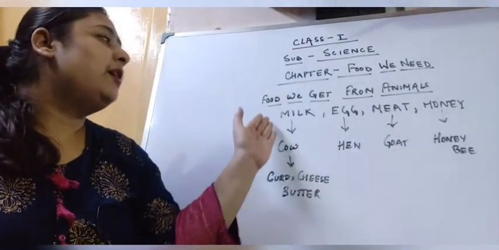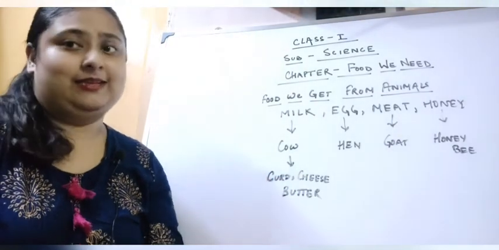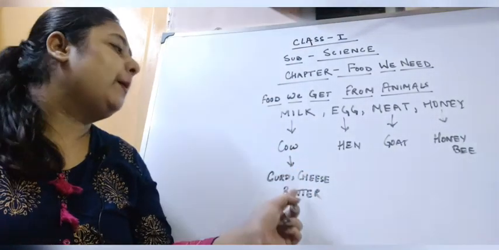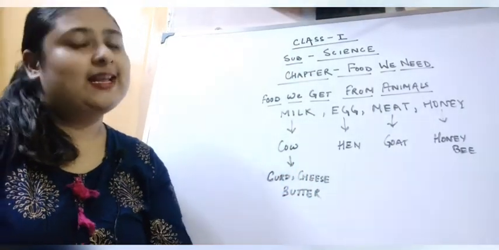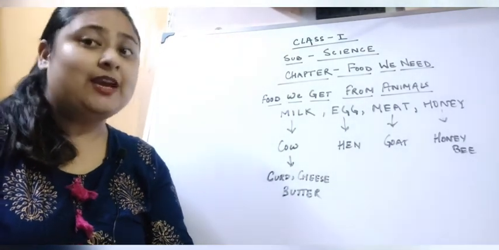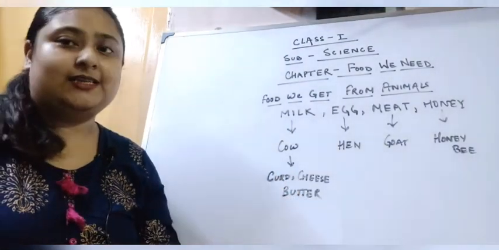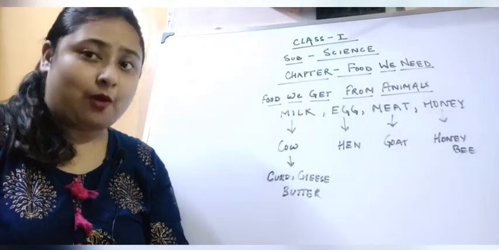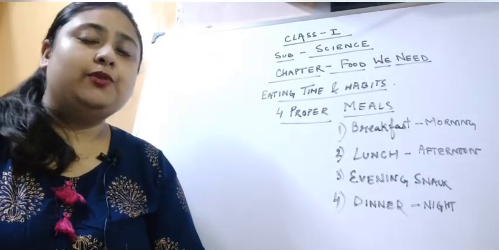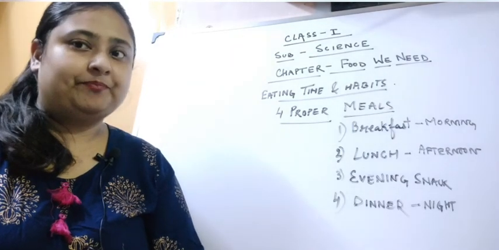Now, there is a lot of variety of foods that we can make from milk. These are curd, cheese, butter, ghee, etc. All these food materials can be made from milk. So, these food items are also obtained from animal sources. Now, let's learn about the proper eating habits and eating time.